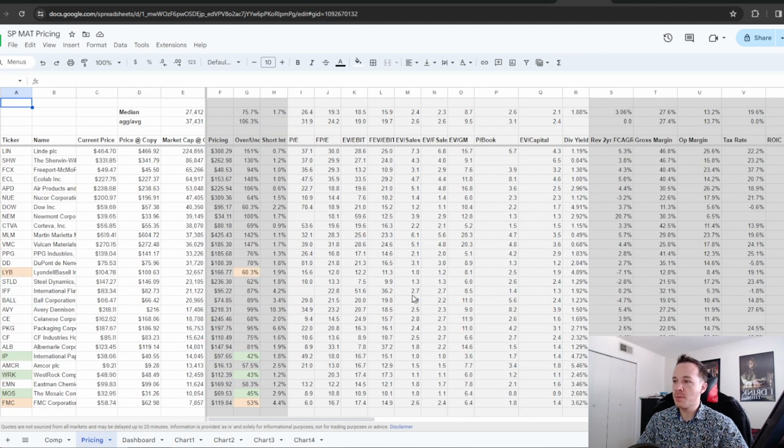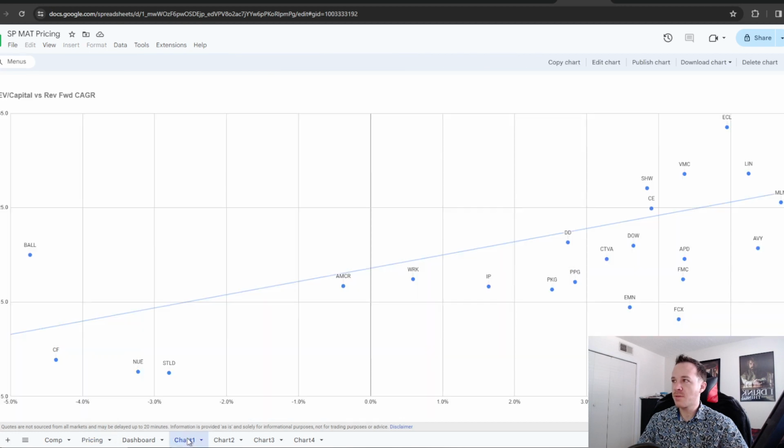Then coming over to the basic materials sector, we can take a look. The first one has EV to capital versus forward revenue CAGR. Very interesting. This one has a decent amount of companies way over in the negative space. So some negative revenue CAGRs expected in the materials sector, according to analysts, based off of these metrics right here.